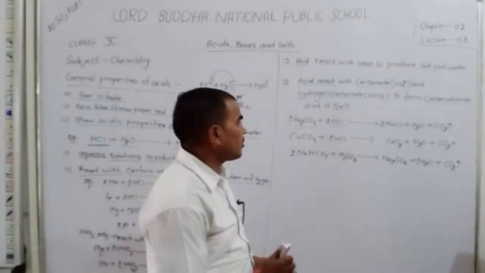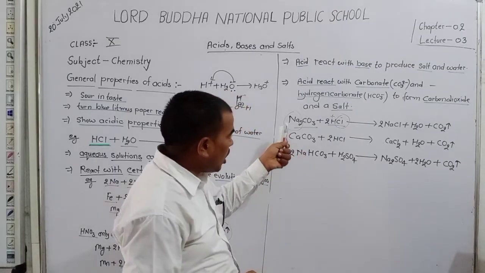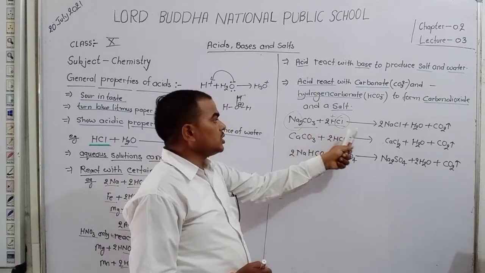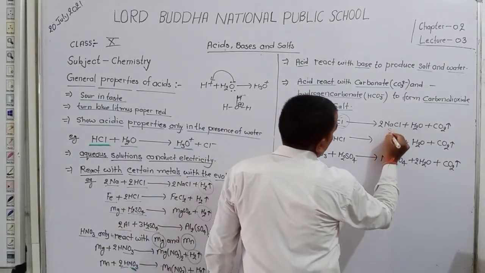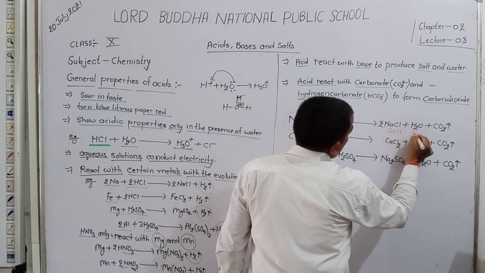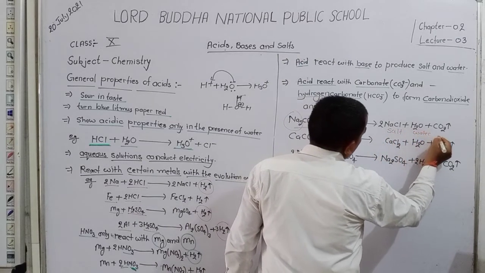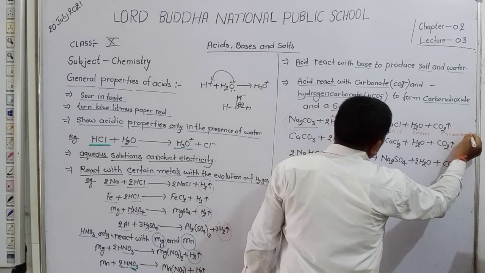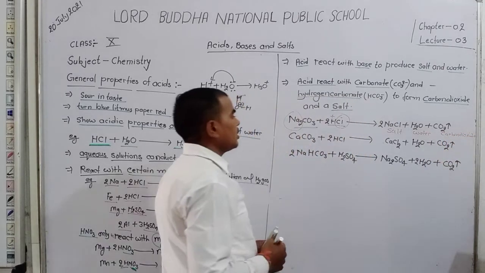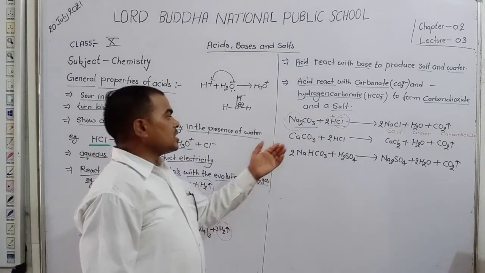Okay, student, I think you understand how this reaction works. In this reaction CO2 gas is produced. Here NaCl is the salt, H2O is water, and here carbon dioxide. Okay, student.